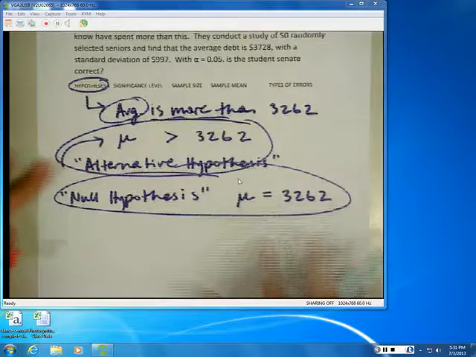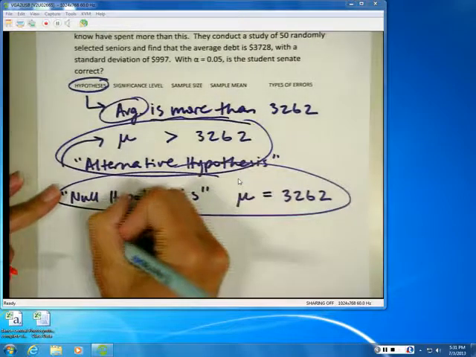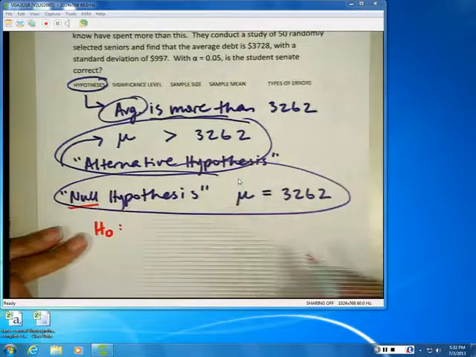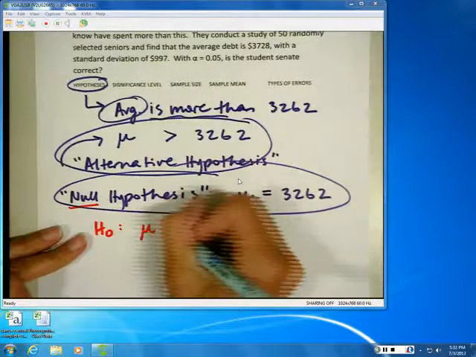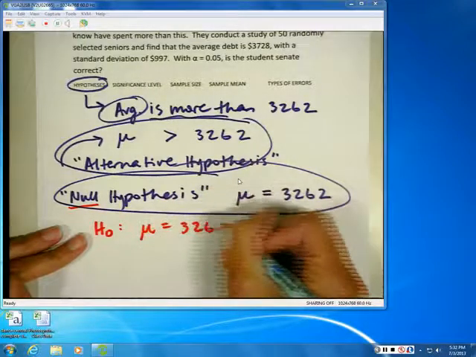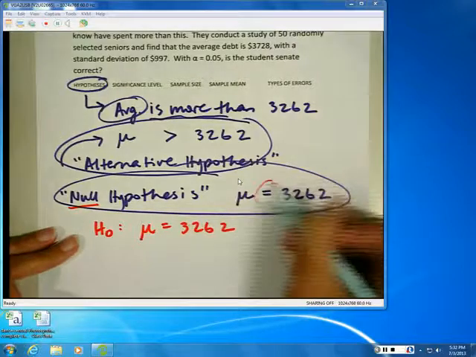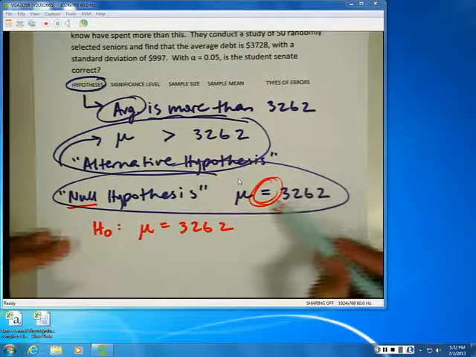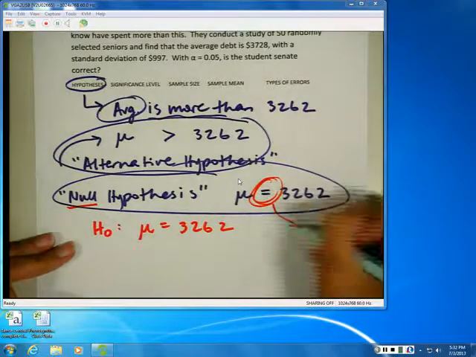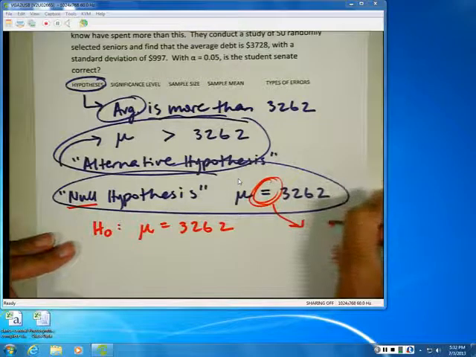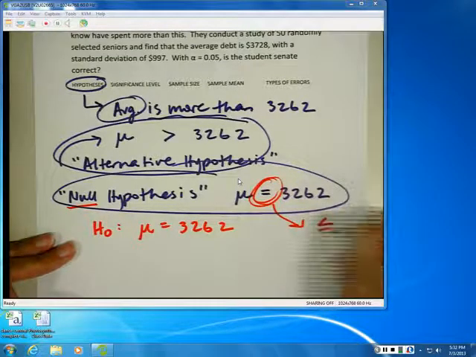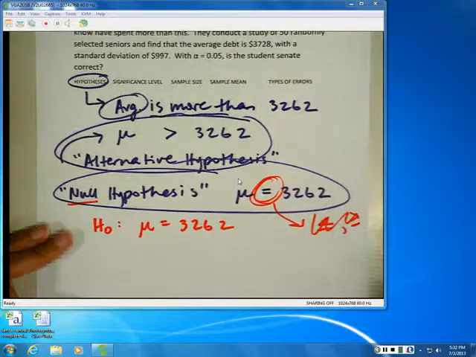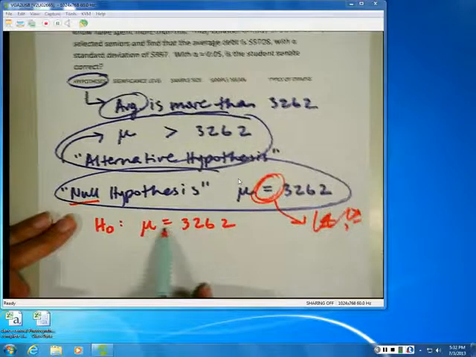And as we state these, the null hypothesis is h sub 0. And we say that h sub 0 for the null hypothesis is just this statement, mu equals 3262. The null hypothesis will always have the equal sign. In some textbooks, and actually in the previous edition of our textbook, the null hypothesis could also, I wouldn't even write this down if I were you, have any inequality that included the equals, less than or equal to, greater than or equal to. But this edition of the textbook does not include those. So every single null hypothesis has the equal sign.